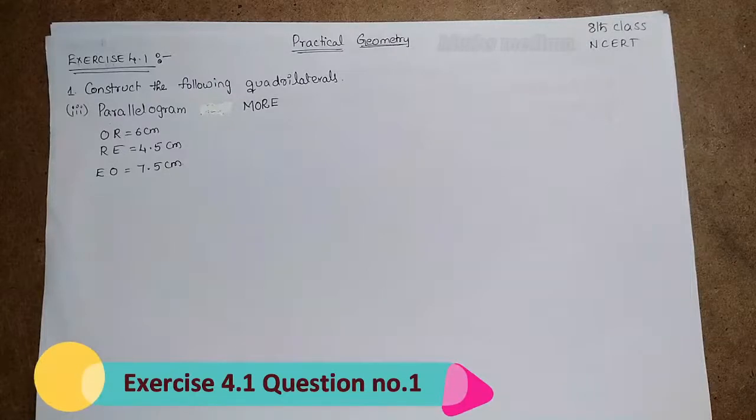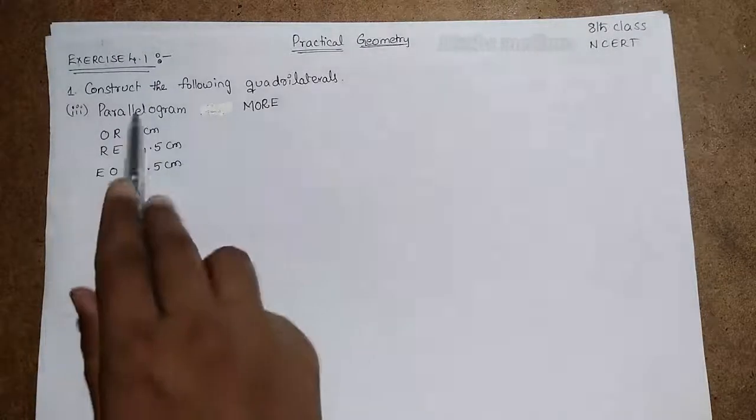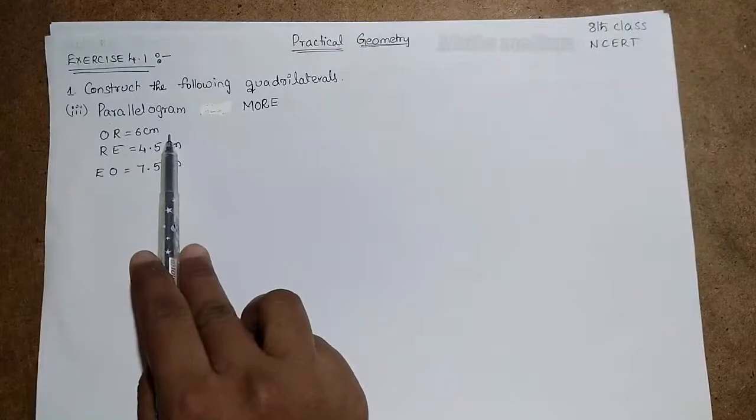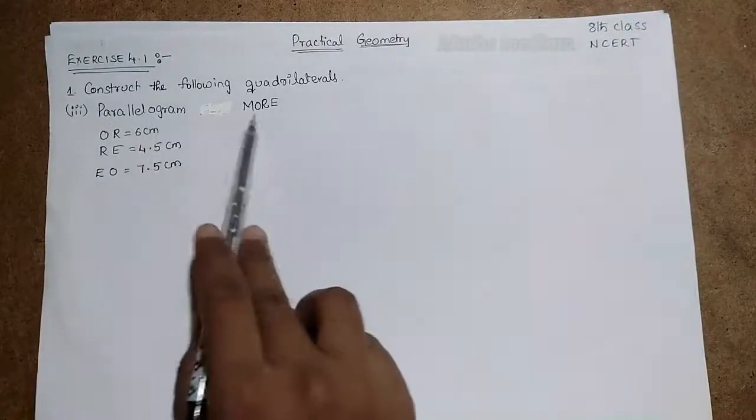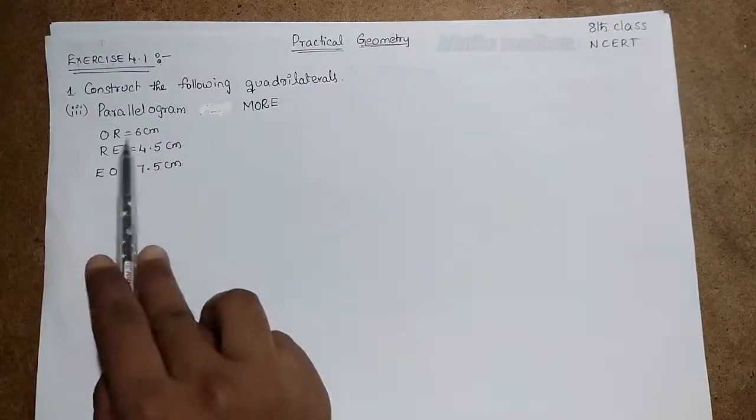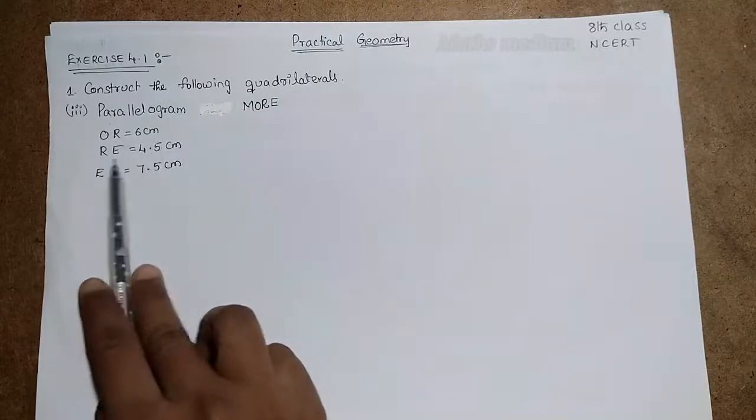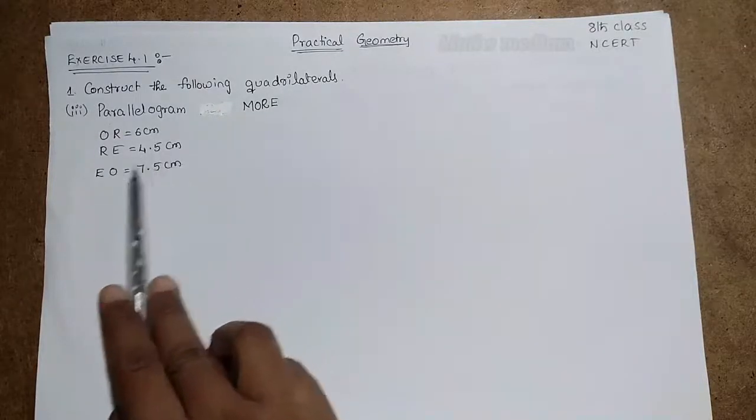Today I came with exercise 4.1 practical geometry from 8th class NCERT. The question is, construct the following quadrilaterals. Here I took one quadrilateral, that is parallelogram MORE, where OR is equal to 6 centimeters, RE is equal to 4.5 centimeters, and EO is equal to 7.5 centimeters. We know in a parallelogram opposite sides are parallel and equal, and diagonals bisect each other.